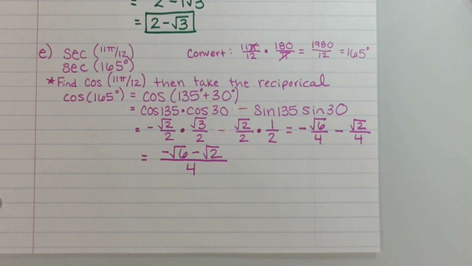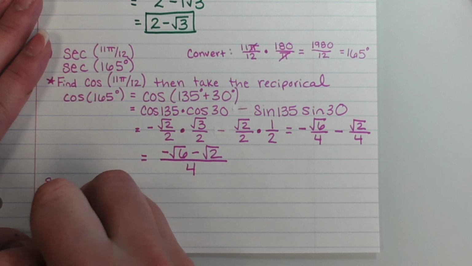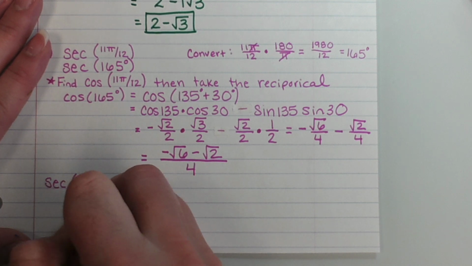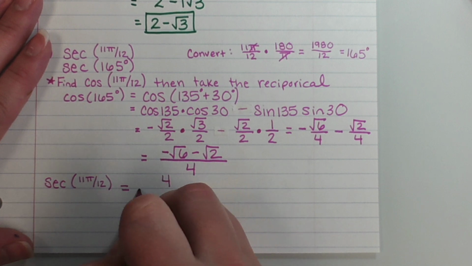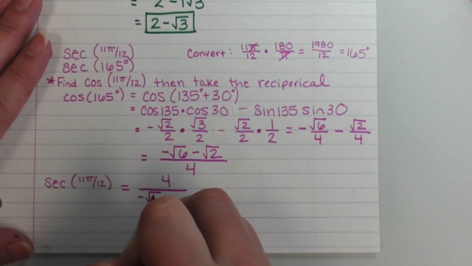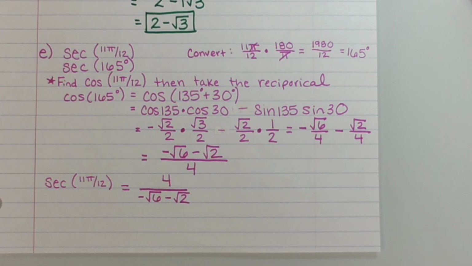No. Remember to switch it to secant. So secant of my original 11 pi over 12 is the reciprocal of this: 4 over negative square root of 6 minus square root of 2. Can't leave negatives or square roots in the denominator.